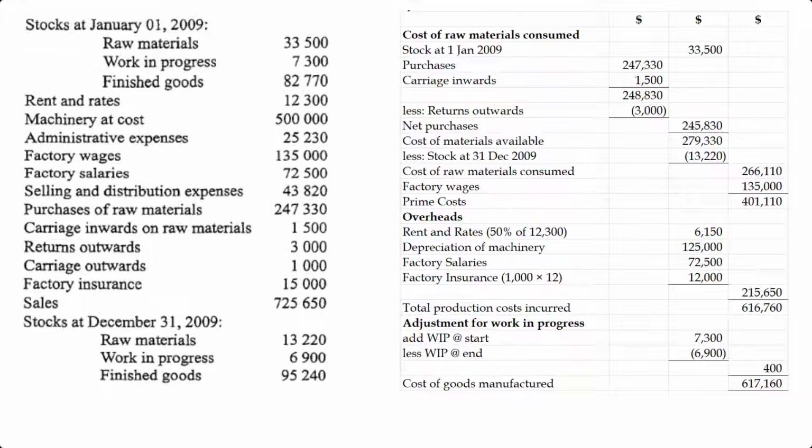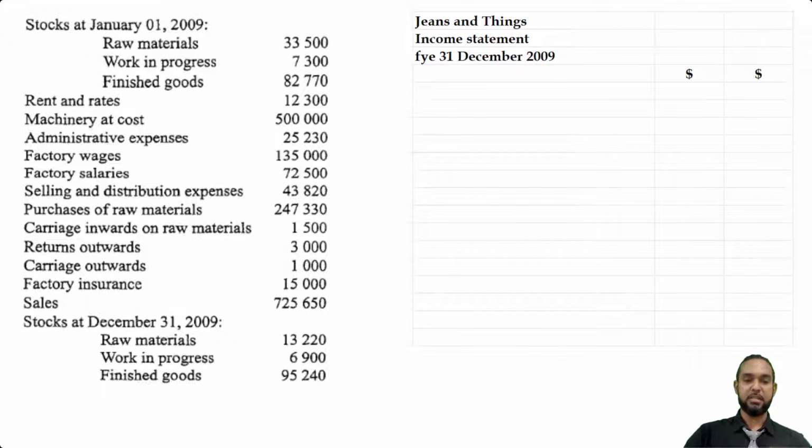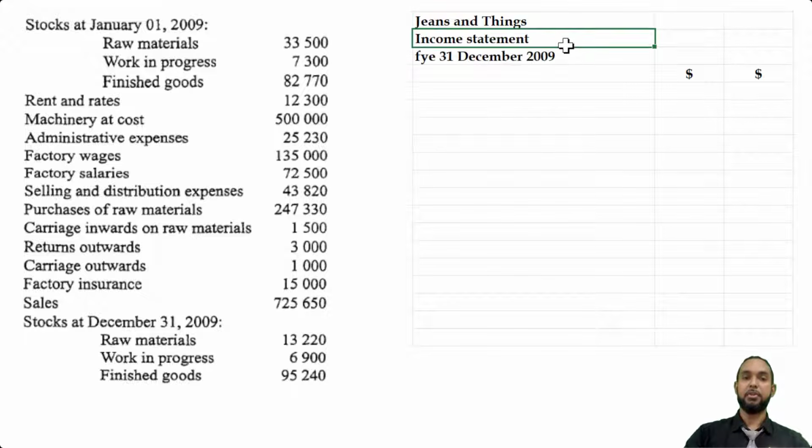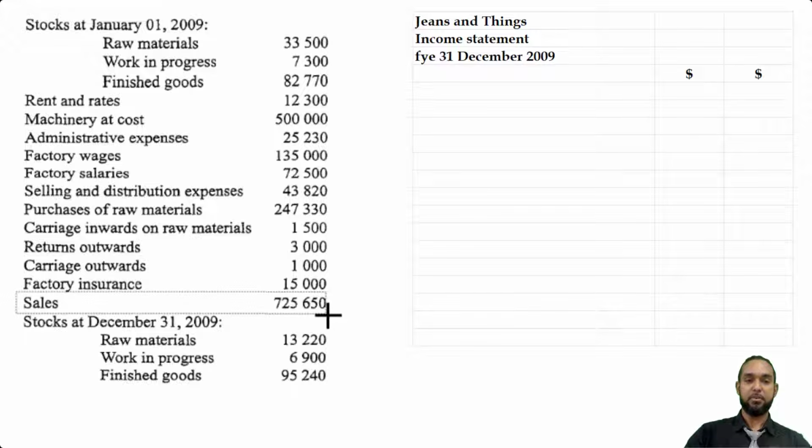Let's take a look at part B. Part B says to prepare the income statement for the year ended December 31st, 2009. So as per usual, please header properly: name of the entity, name of the statement, period to which it applies. Jeans and Things, income statement for the year ended 31st December 2009. So of course we need sales, and they provided for us in this list of balances, 725,650. So we're going to put that first.